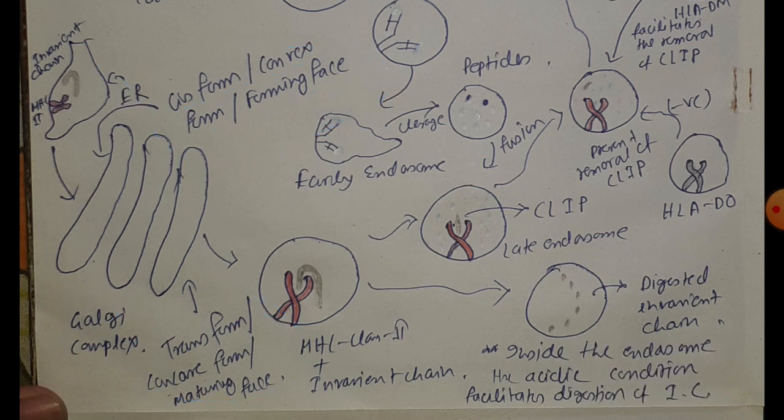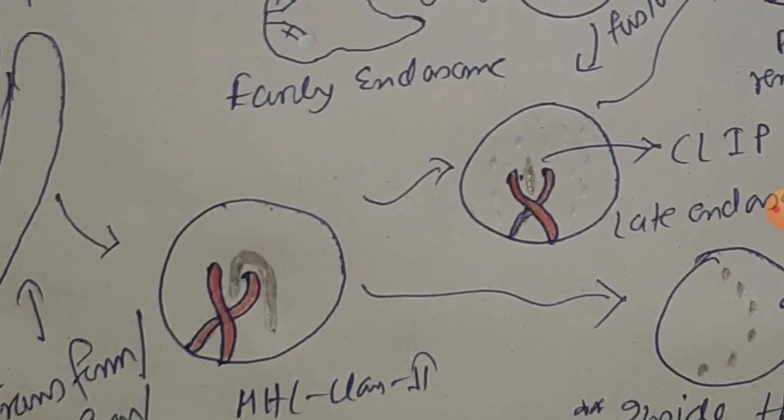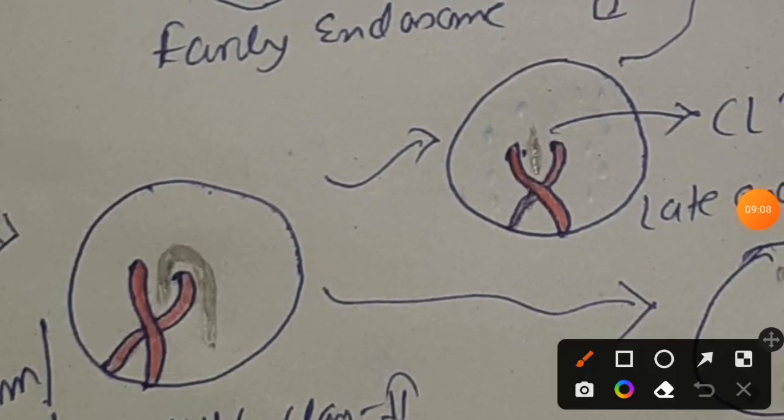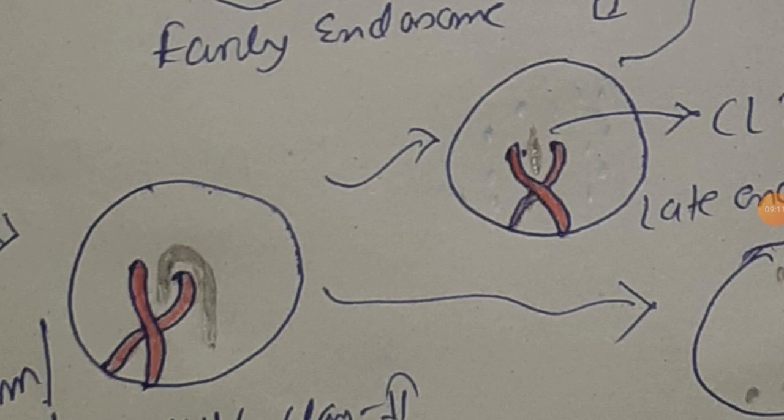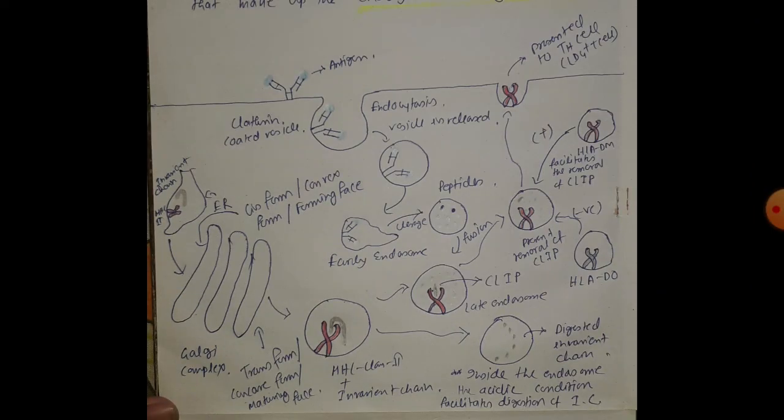So after that, this MHC class 2 molecule along with the invariant chain will be surrounded by a vesicle, as you can see. And the invariant chain will be at the place of the peptide binding groove. I hope you remember that the peptide binding groove in MHC class 1 and class 2 molecules is formed by the alpha 1 and beta 1 domain. Now remember, inside the vesicle the pH is acidic, not in that case only, but in every case.